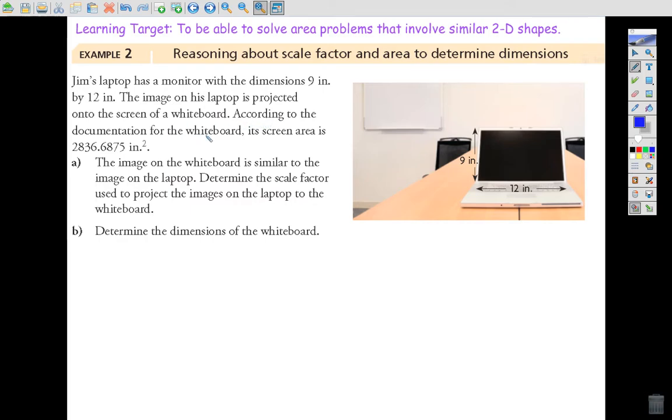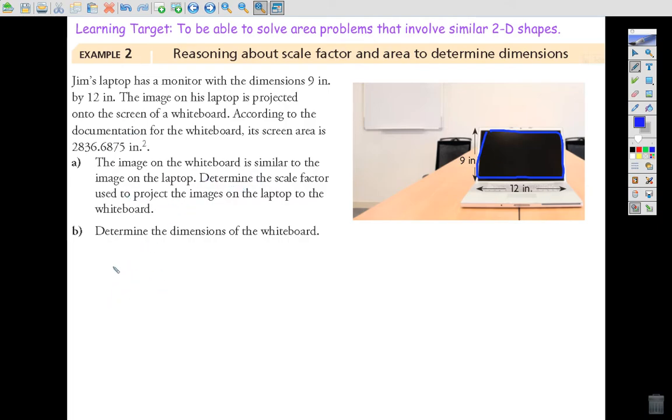According to the documentation for the whiteboard, its screen area is 2,836.6875 inches squared. The image on the whiteboard is similar to the image on the laptop. It says determine the scale factor used to project the images on the laptop to the whiteboard. You'll notice that this is given in inches, and this unit is given in inches. That's the first thing we had to make sure of.